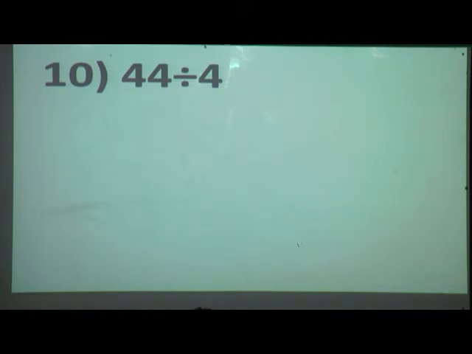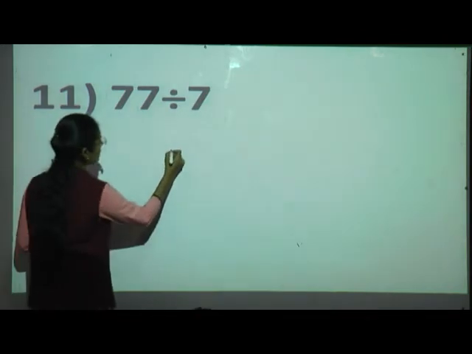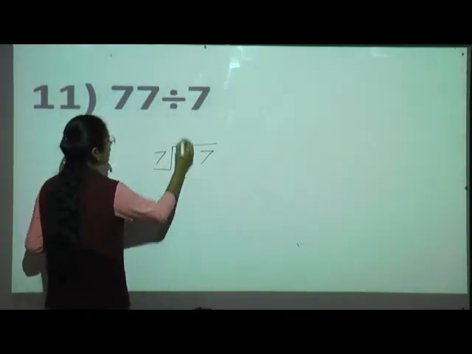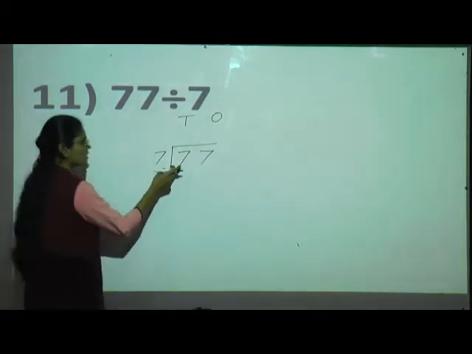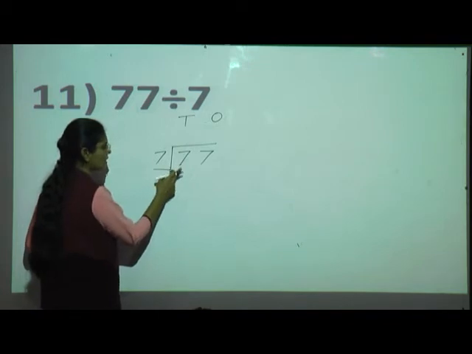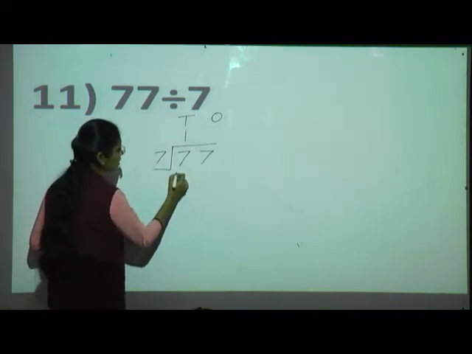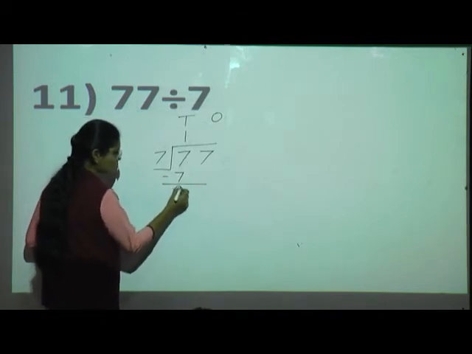Next, 11th number, that is 77 divided by 7. Again this is a 2-digit number, so here we will write tens and ones. Now see, at tens place here 7 is there. 7 divided by 7, 1. 7 ones are 7. So here we will write 7. Then 7 minus 7, 0.